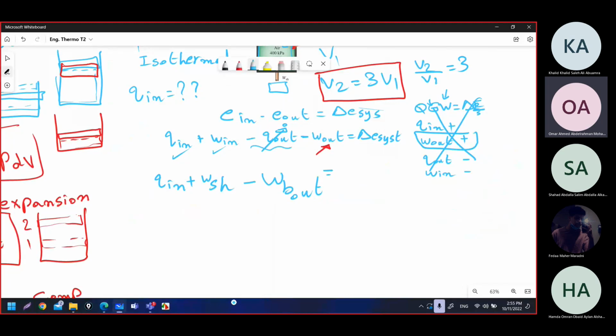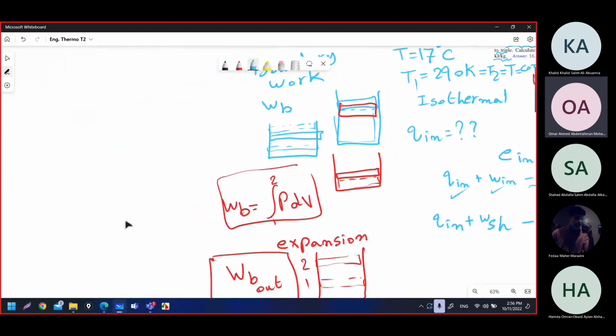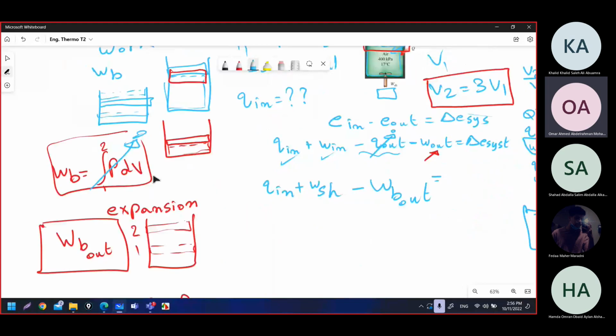Rigid tank, for a rigid tank, you will not have boundary work because a rigid tank is not moving. We saw it in the previous tutorial. It is not moving. The volume is constant. If the volume is constant, then there will be no change in the volume, and this will equal 0. But here we have a piston cylinder device.